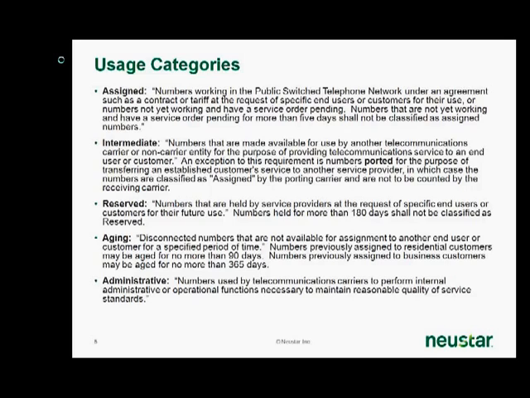Each utilization worksheet has 5 usage categories. Assigned numbers are numbers working in the public switched telephone network under an agreement such as a contract or tariff at the request of specific end users or customers for their use, or numbers not yet working and have a service order pending. Numbers that are not yet working and have a service order pending for more than 5 days shall not be classified as assigned numbers.